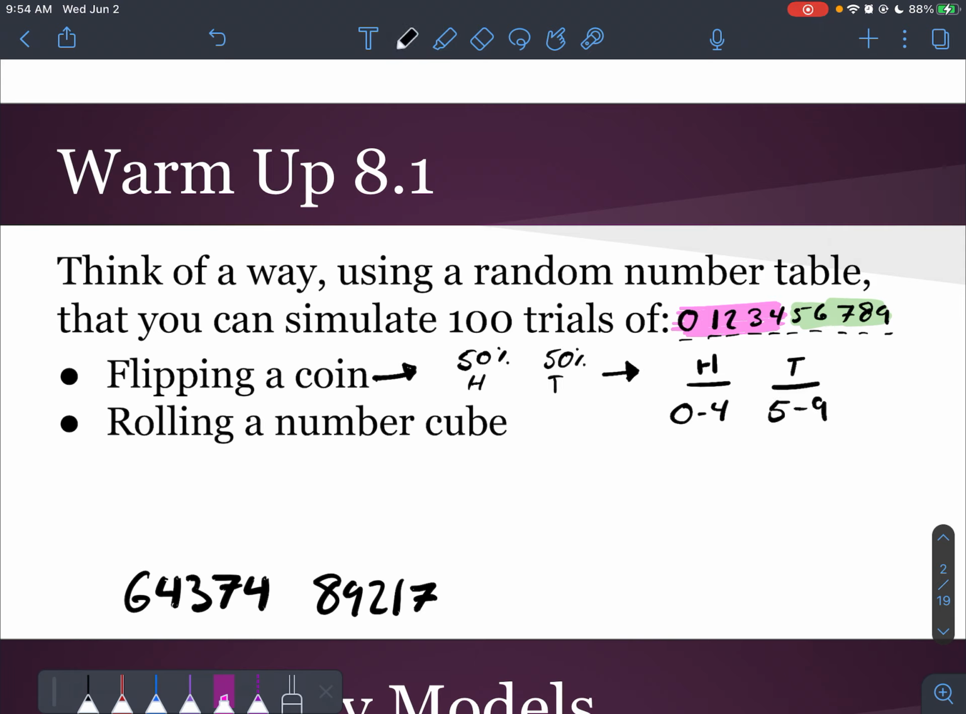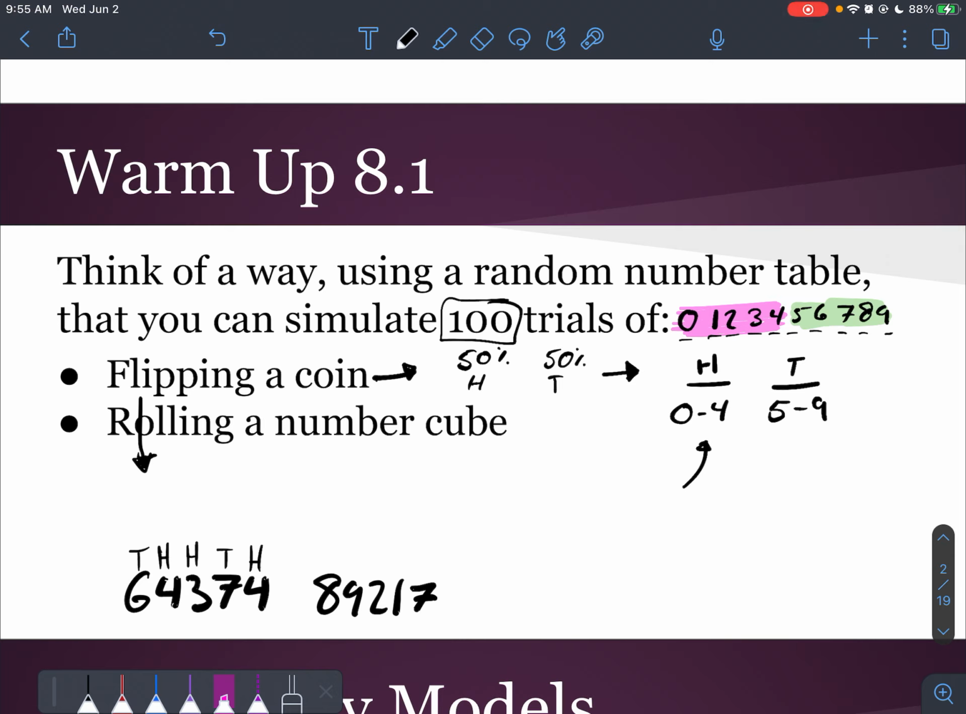Now, if we want to simulate 100 trials, obviously I only have 10 numbers down here, so we need more, but what we can do is look at this 6, go up here and say, okay, this first one is a tails because it falls in 5 through 9. So this first one would be a tails. This second one, which is a 4, would fall for heads, so it would be a heads. 3 would be a heads, 7 would be a tails, and 4 would be a heads.